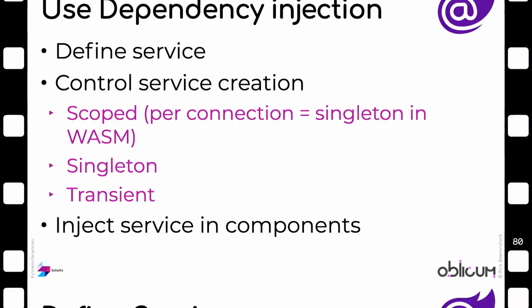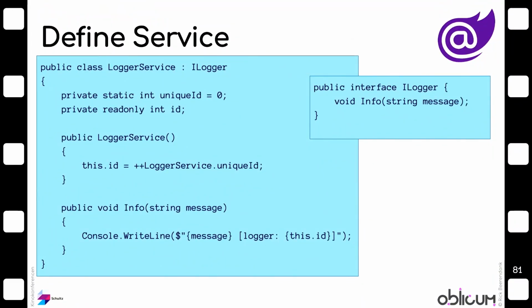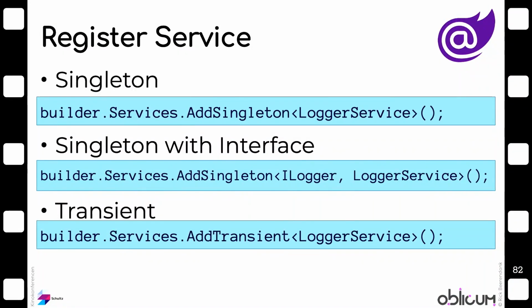So define a service. This is for an example. I define an interface, ILogger, and in that interface I say, well, everything that implements ILogger should implement the info method. Then I have here an implementation, the logger service, of ILogger. Then you need to register it. You can do that with AddSingleton or AddTransient. And in case of an interface, you generally say, well, if you want an ILogger, deliver an instance of the logger service. If you have done something like this in ASP.NET, it works the same.